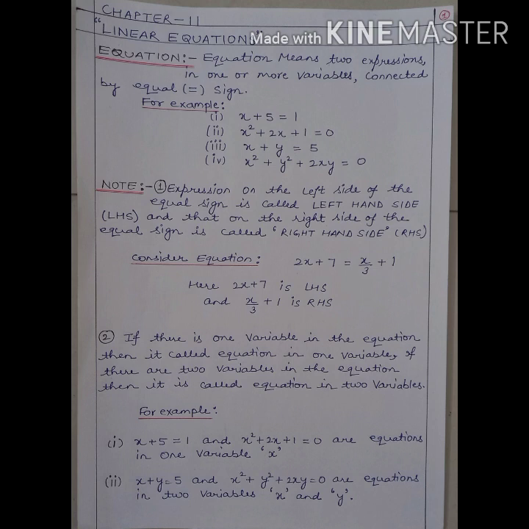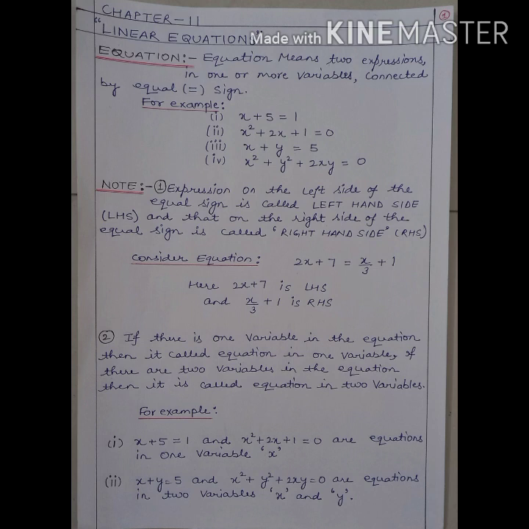In the third and fourth we use two variables, x and y. Third is the equation x plus y equal to 5. Fourth is the equation x square plus y square plus 2xy equal to 0. So these two are equations in two variables.